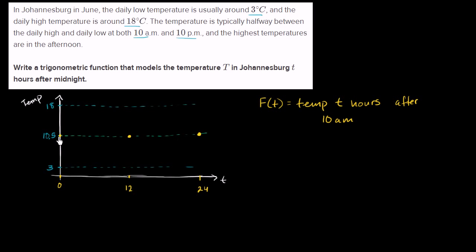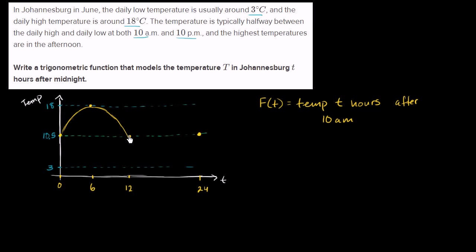And now let's think about what will happen as we start at 10 a.m. and go forward. They tell us that the highest temperatures are in the afternoon. The afternoon is going to be around here, so we should be going up in temperature. And the highest point is actually going to be halfway between these two. So it's going to be 6 hours after 10 a.m., which is 4 p.m. So that's going to be the high at 4 p.m. So let me draw our curve like this. It'll look like this.